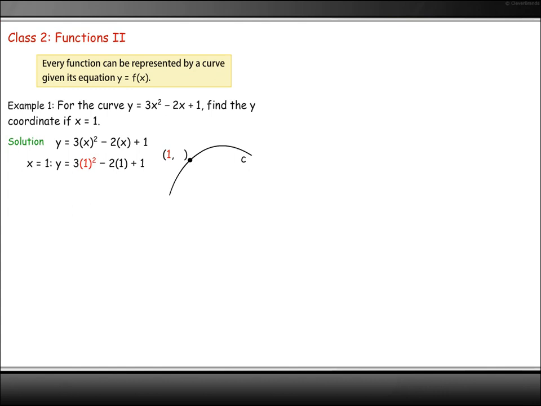Tidy up. Calculate powers first, then multiply and then add. The value of the y-coordinate is 2. Therefore, the point (1, 2) is on the curve.